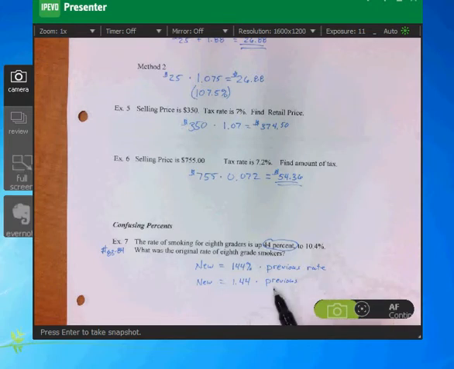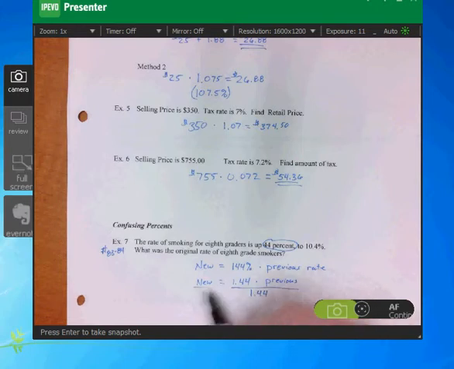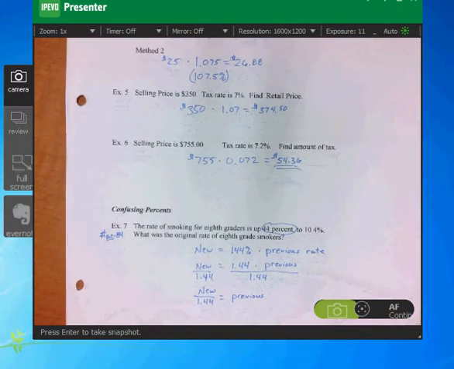So let's rearrange this here in terms of solving our problems algebraically. We want to look for what our previous rate was, so that's going to be the variable that we want to have by itself. So if we're taking 1.44 times the previous, we're going to divide by 1.44 on both sides. Okay, so now we have our new divided by 1.44 is going to be equal to our previous. Okay, so new divided by 1.44 is the previous.